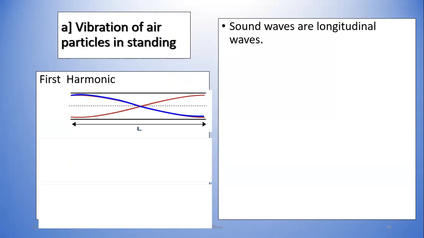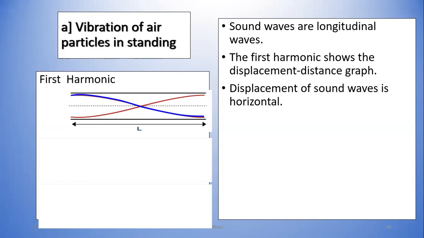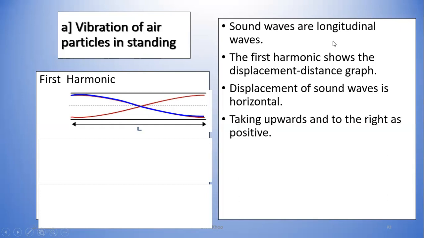Remember, sound waves are longitudinal waves. The first harmonic shows the displacement-distance graph. The displacement of a sound wave is horizontal. Remember, it's vibrating this way as the wave travels along here. That's what I mean by longitudinal wave.